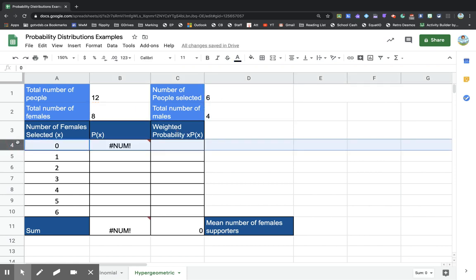So I'm going to delete this particular row. Let's think if I need to delete any other rows while we're at it though, right? The most males that I could select would be 4.